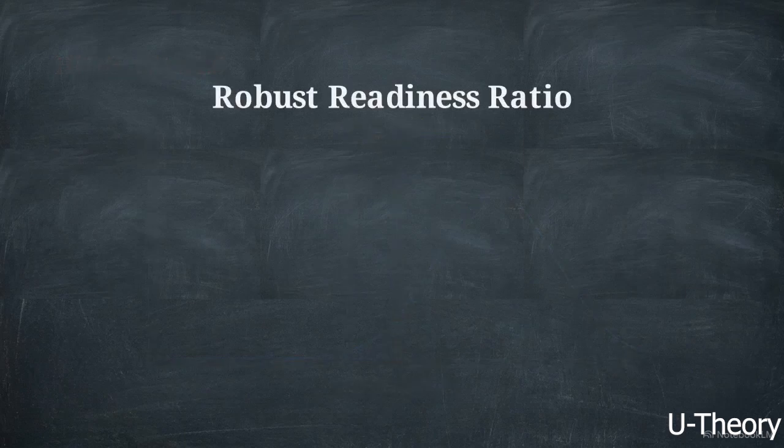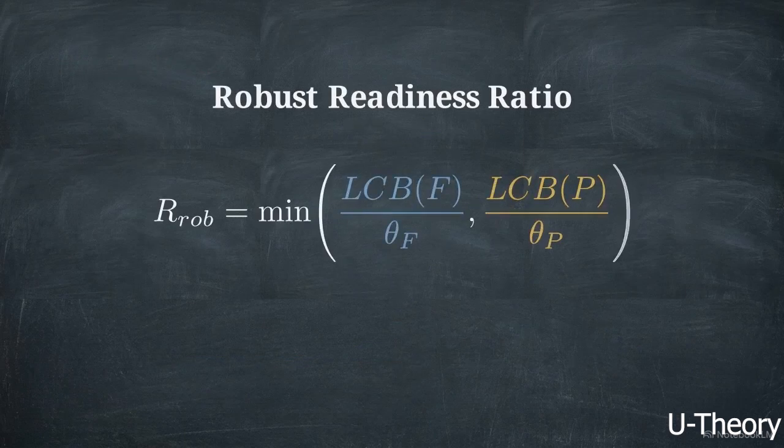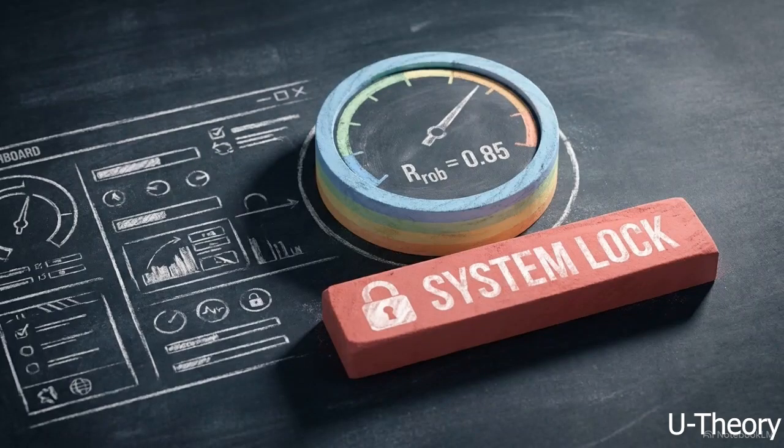These values consolidate into the robust readiness ratio. The engine selects the minimum of the form and position scores divided by their respective thresholds. If the RROB at the lower confidence bound is less than 1, the system lacks the base to survive the commitment, making the action readiness forbidden.